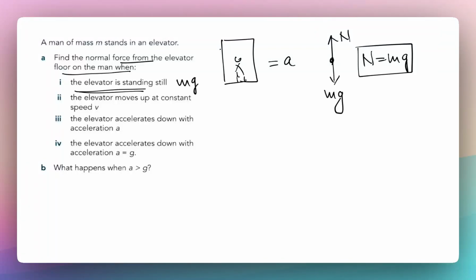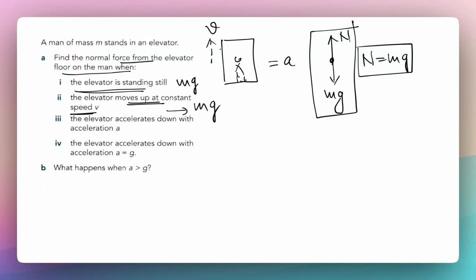In part 2, the elevator moves up at constant speed v. Okay, so if the elevator is now moving upward with constant speed v, nothing actually changes, right? Because there is no external force acting. So still N will be equal to mg, and the answer to part 2 is also going to be mg, right?